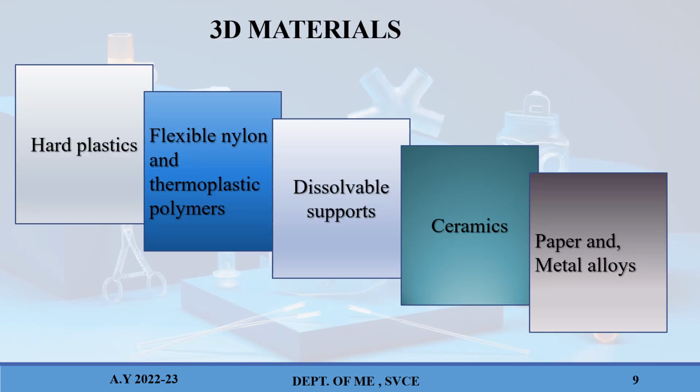So coming to the 3D materials, these are the materials used for 3D printing: hard plastics, flexible nylon and thermoplastic polymers, dissolvable supports, ceramics, and lastly paper and metal alloys.